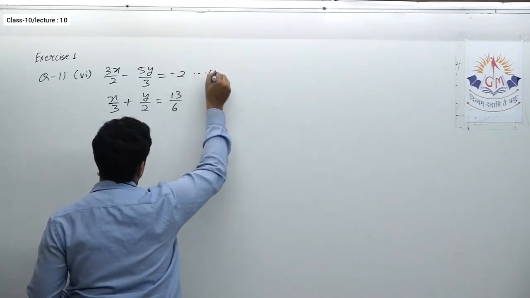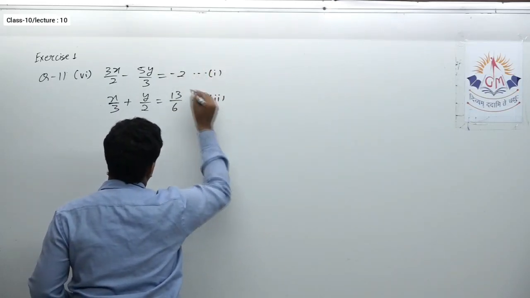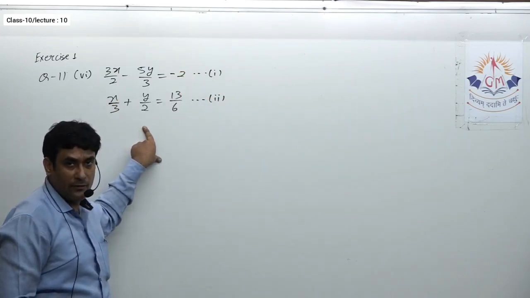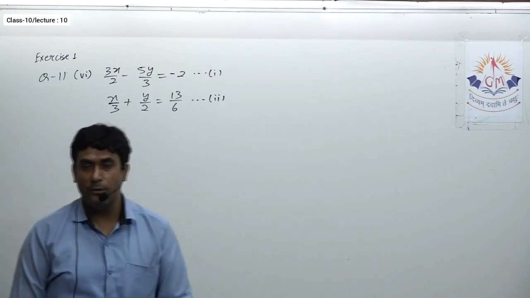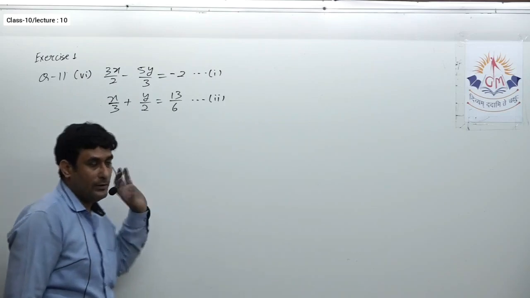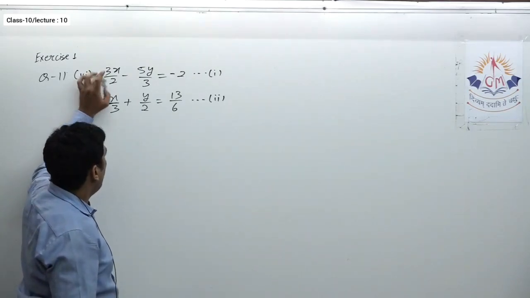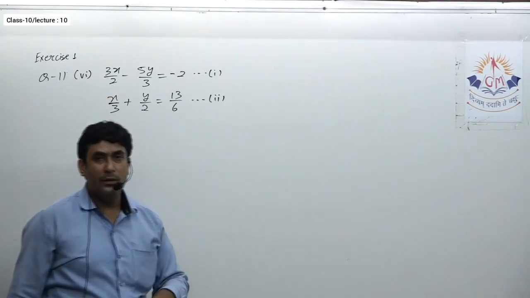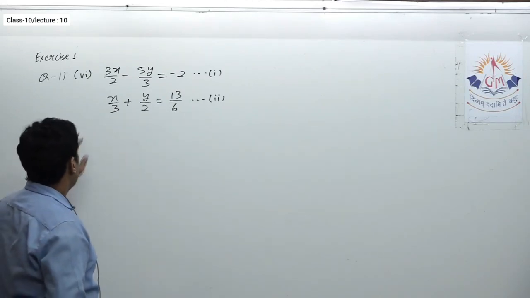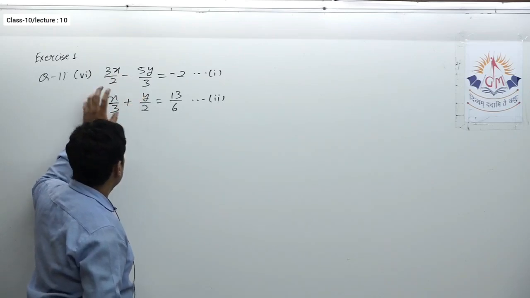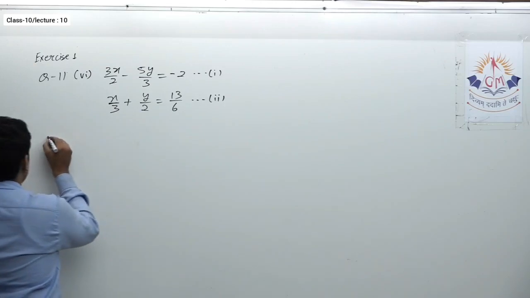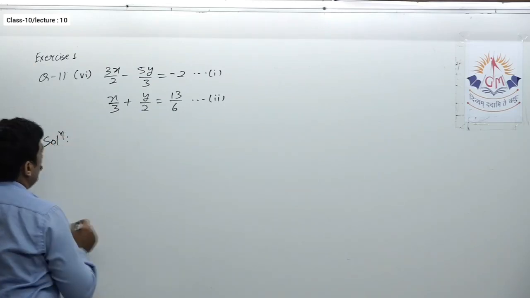If we apply the method of substitution, we'll start with any one equation, get the value of any one variable, and then put that value in the other equation. Definitely we can go with this. Another way: denominators are there, and sometimes that creates a little bit of complication while solving. So we can remove the denominators. Let us see how we have to solve and what we have to write.